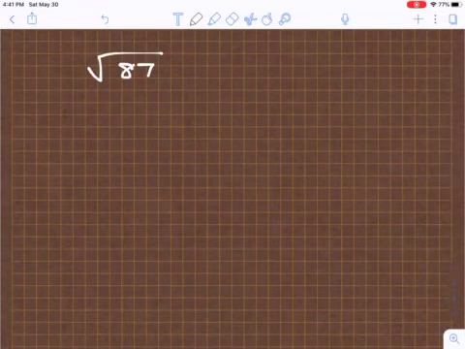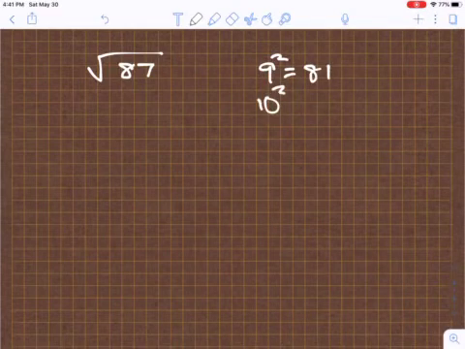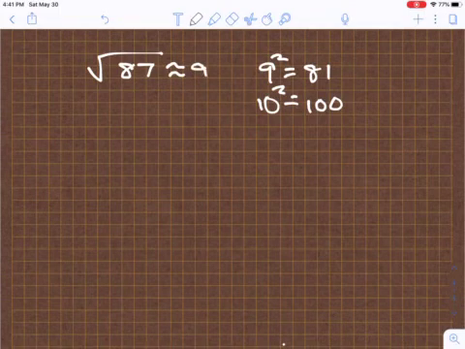And then this last one here, square root of 87. I know that 9 squared is 81, and I know that 10 squared is 100. And 87 is closer to 81 than it is to 100. So its square root is going to be closer to 9 than it is to 10.